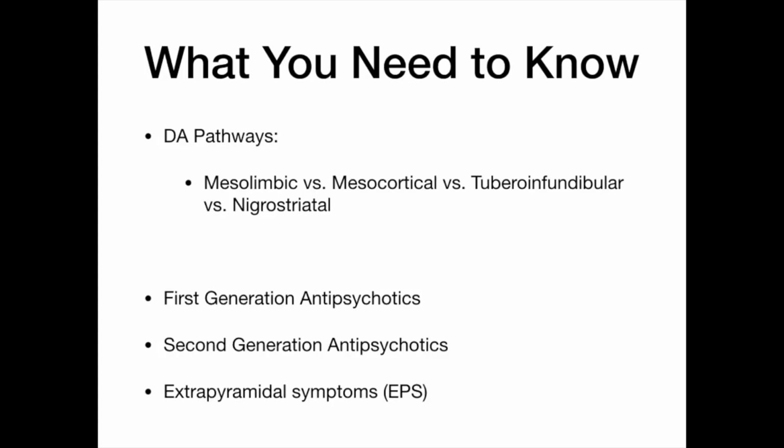So in today's video, again, we're going to be talking about a very broad and comprehensive topic. First, we're going to talk about the different dopaminergic pathways, specifically the mesolimbic pathway, mesocortical pathway, tuberoinfundibular pathway, and nigrostriatal pathway. Then we're going to get into antipsychotics. So we're going to cover the first generation and the second generation antipsychotics, aka the typicals versus atypicals. And then we'll wrap up by talking about extrapyramidal symptoms, also known as EPS, and neuroleptic malignant syndrome.